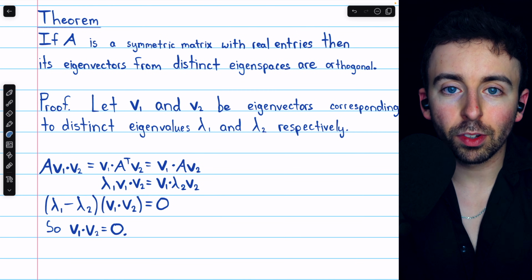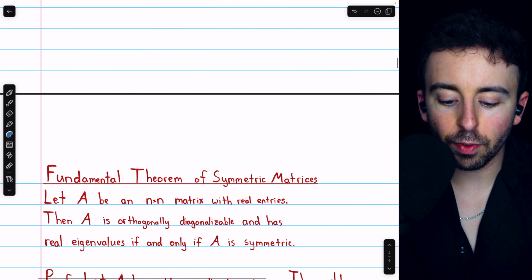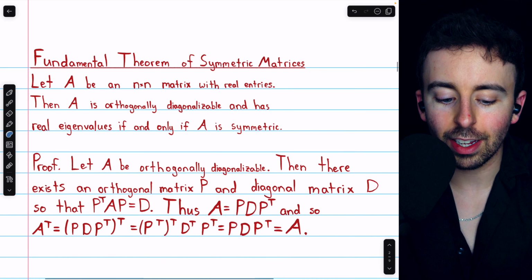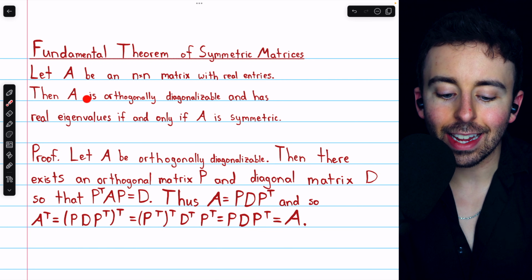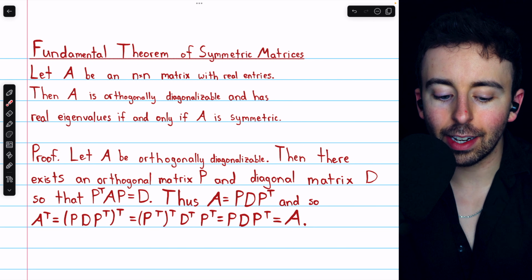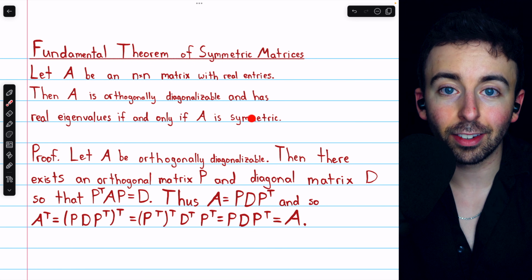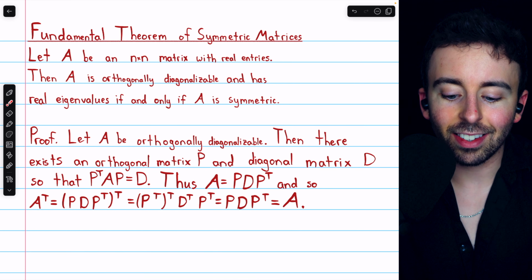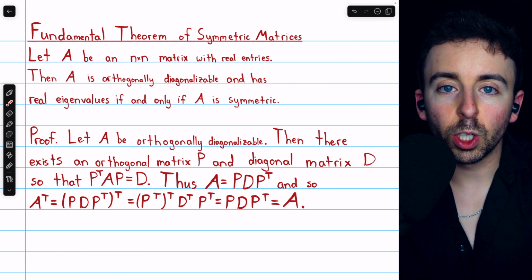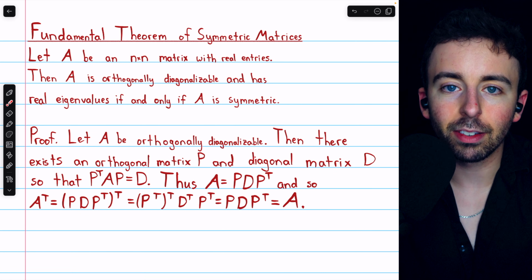That establishes this result, and in tandem with several other things we've proven, we're now prepared to prove the fundamental theorem of symmetric matrices. This says, let A be an n by n matrix with real entries. Then A is orthogonally diagonalizable and has real eigenvalues if and only if A is symmetric. So which real matrices are orthogonally diagonalizable? Well, it's the symmetric ones. First, we're going to assume that A is orthogonally diagonalizable, and we'll prove that it must be symmetric.